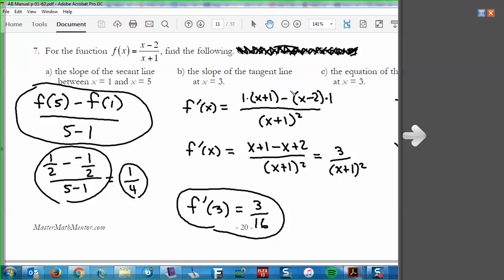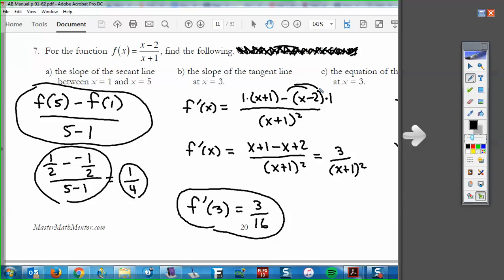Because the danger is you'll forget to distribute this negative. If you're going to plug in a 3, you might as well just plug it in up here. Because if you screw this up on your simplifying, then you're going to get a wrong answer down here, which might get you in trouble. So be careful with that, because you're just trying to get the 3/16 part.